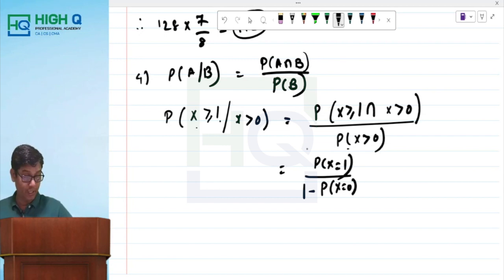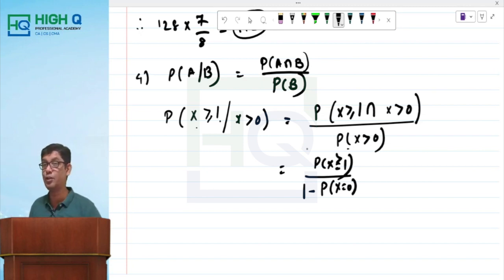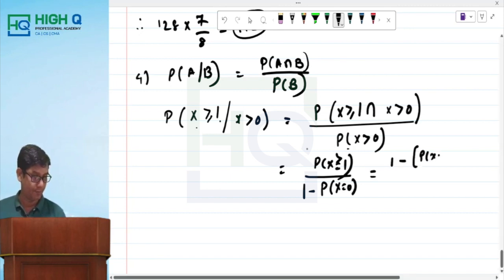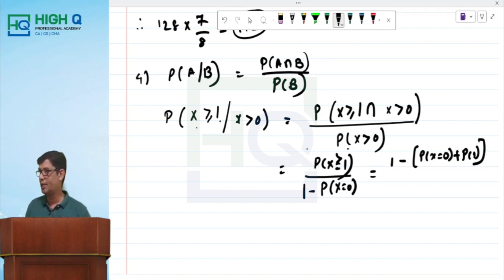Here, what have you said? Probability of x greater than or equal to 1. Sorry. The common is the probability of greater than or equal to 1. Not equal to 1, greater than or equal to 1. What is meant by greater than or equal to 1? Zero as well as 1? Is that right or wrong? It is wrong.